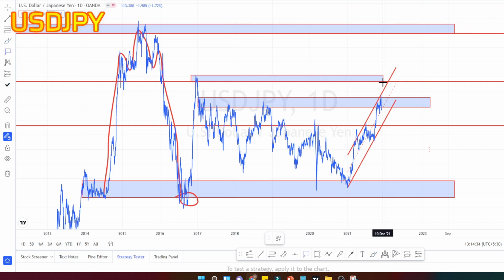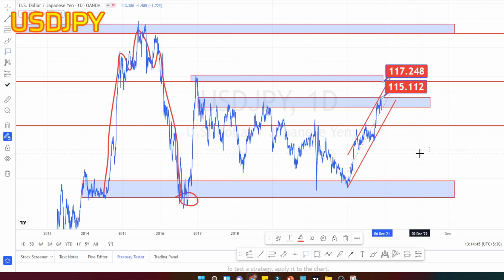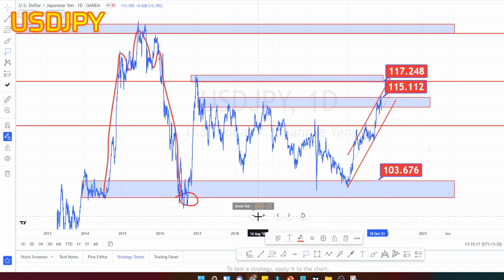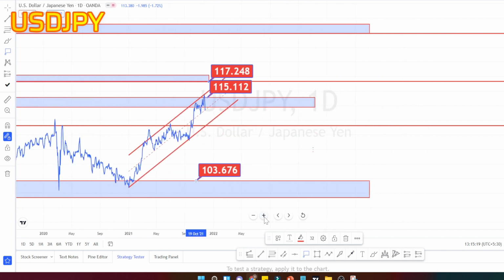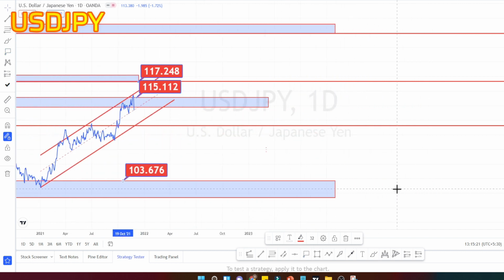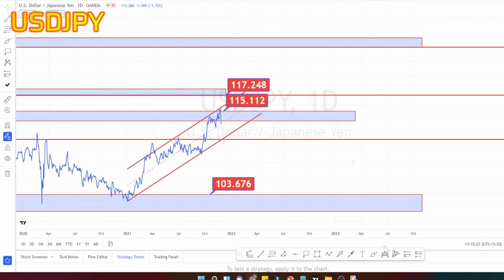The topmost resistance is going to be 117.248 and presently it is trying to break this resistance level which is around 115.112. Bottom support is around 103.676. From the current price action we can understand that the price action is in a bullish trend and trying to break this resistance area over here.